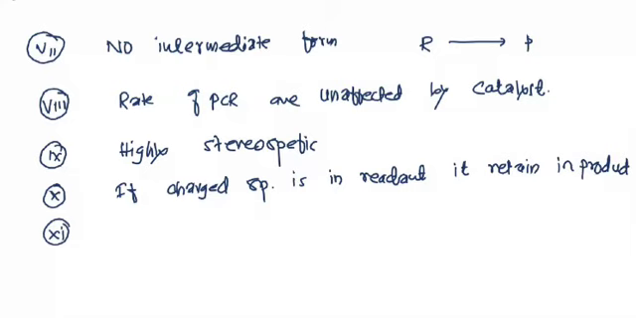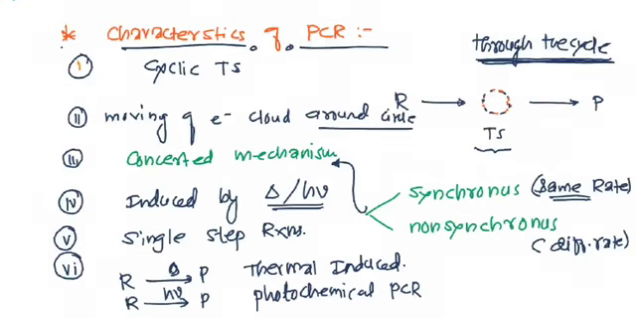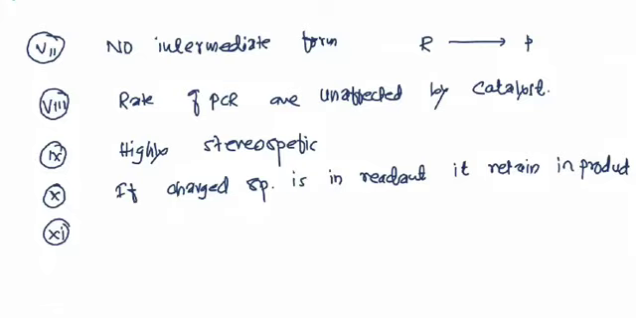Now we will go back to summarize that point. These are the features of our pericyclic reaction. Now we will discuss all these features using some specific examples. So first of all, you should know what the stereospecific condition is. Now you know that stereospecific means what?